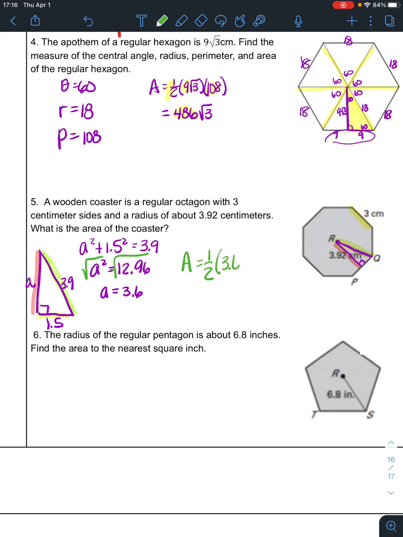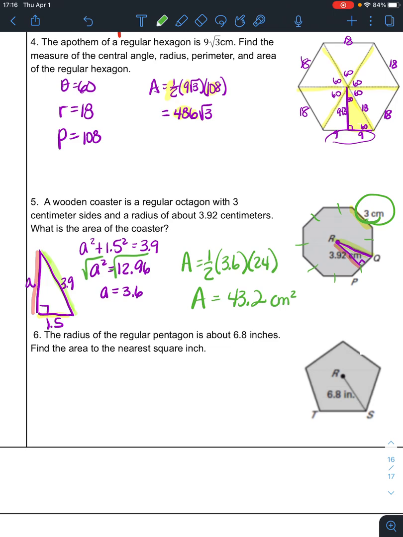Well, that's easy. So I have my area is 1/2 the apothem, 3.6, times the perimeter. Well, there are 1, 2, 3, 4, 5, 6, 7, 8 sides that are 3 centimeters apiece, so that would be 24. We can mental math that. So if I do 12 times 3.6, I get that the area is 43.2. The 12 was the 24 divided by 2. So I get centimeters squared.